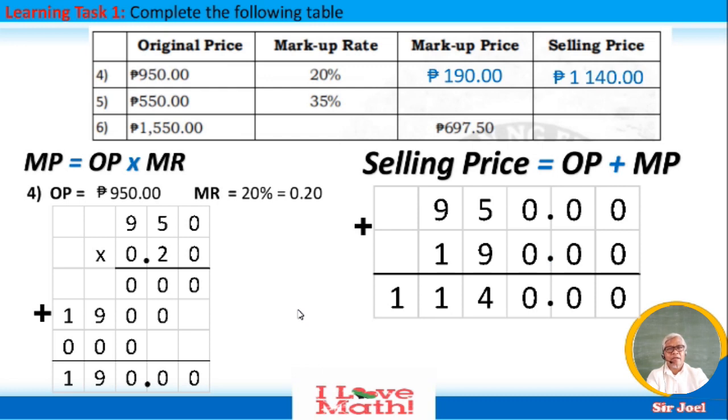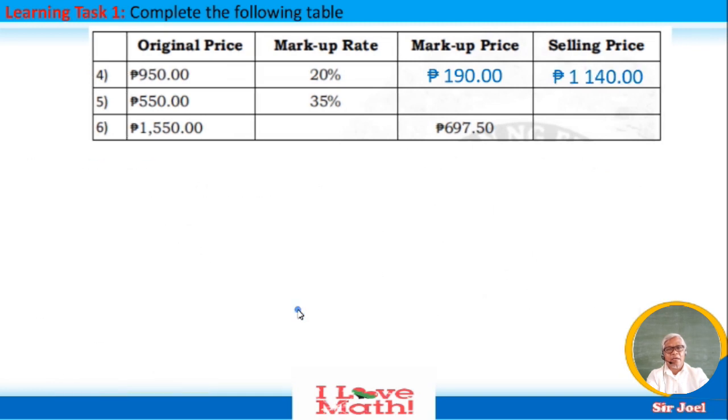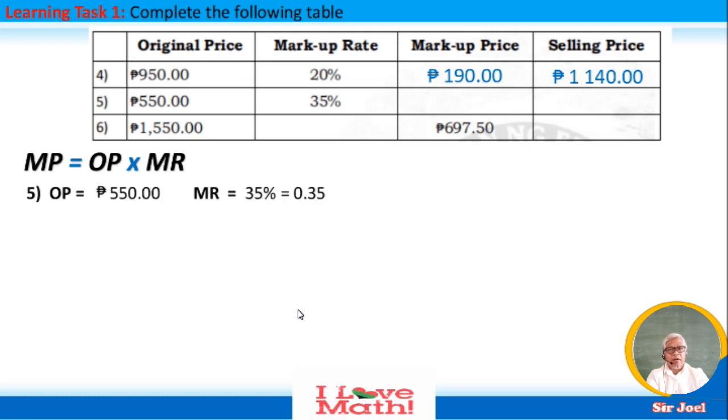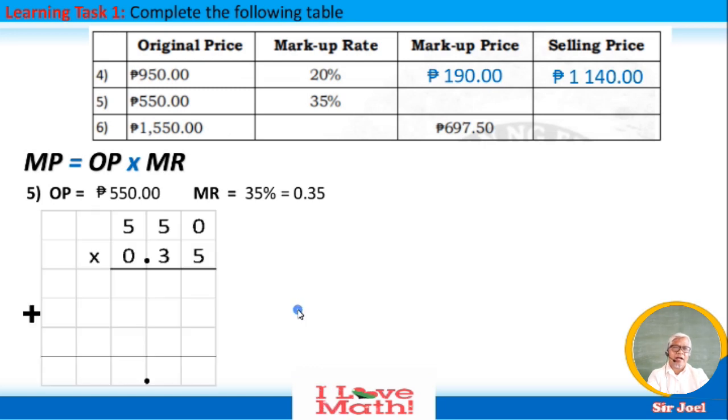Example number 5. Again, our formula is MP equals OP times MR. Our OP is 550 pesos and our MR is 35%, which is 0.35. Ano ang gagawin ninyo? I-multiply lang ninyo. Parang kagaya ito ng number 2.